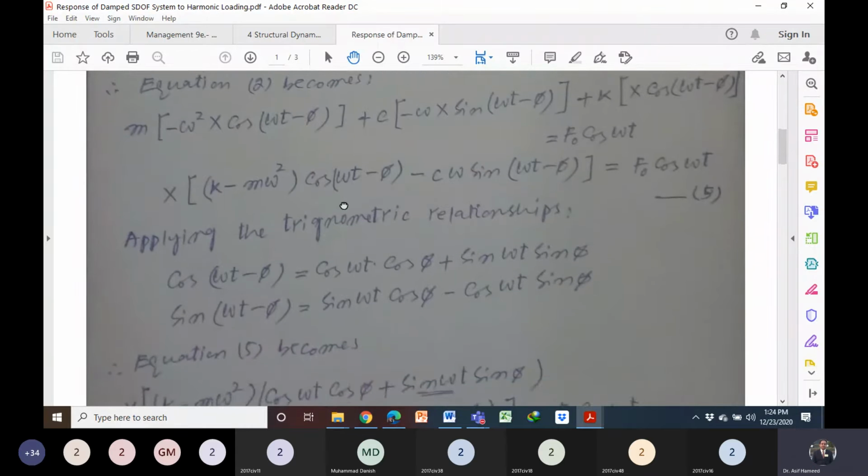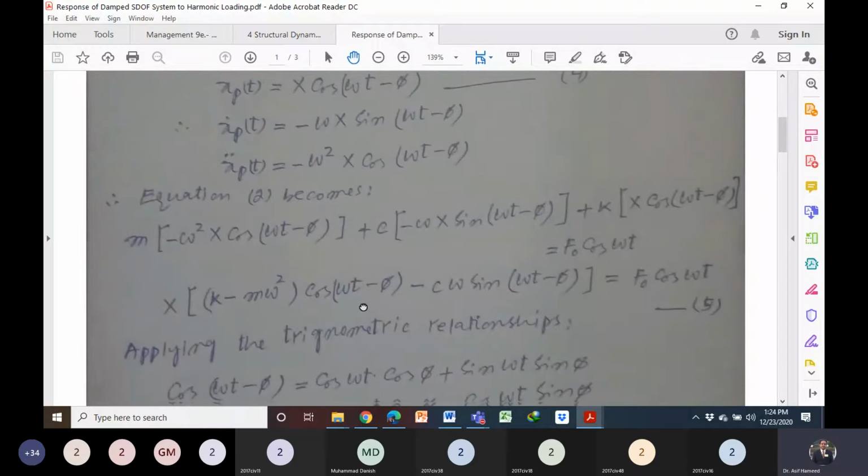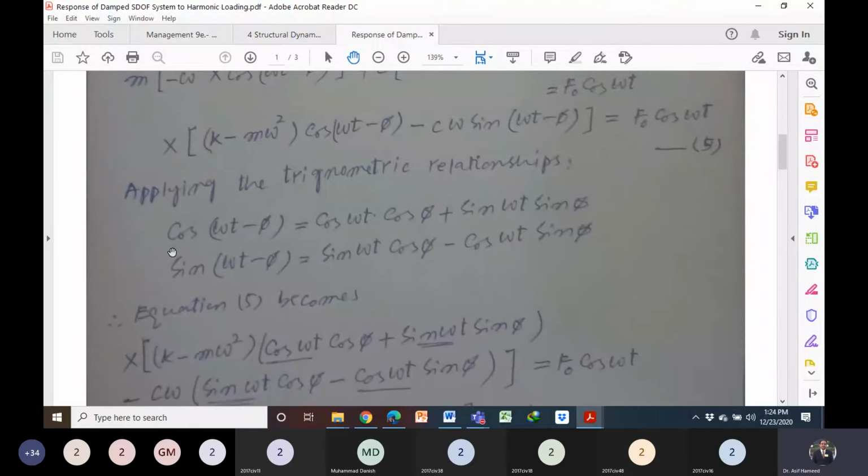So this is equation number 5, suppose. Then we can use the trigonometric relationship. What is cosine of alpha minus beta? Any student? Cos alpha cos beta plus sine alpha sine beta, that is it, right? Then sine of alpha minus beta.